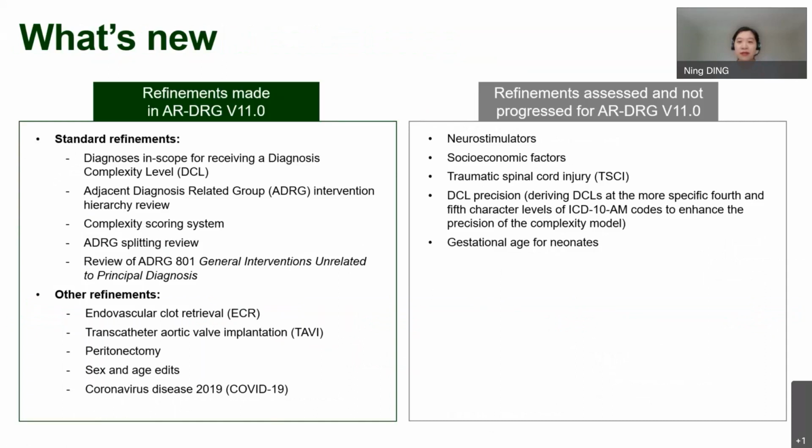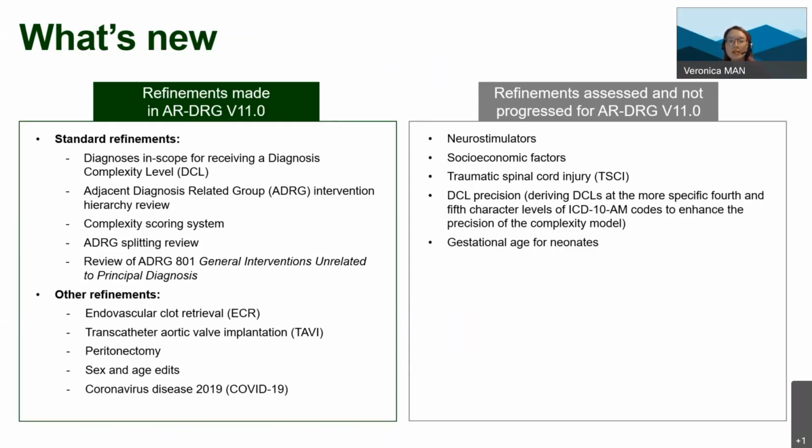To maintain the clinical currency and robustness of the AR-DRG classification, each new version includes a standard set of refinements. For version 11, IHPA has reviewed the diagnosis codes in scope for contributing to episode complexity. In total, about 11,000 diagnosis codes are in scope for receiving a DCL value in version 11.